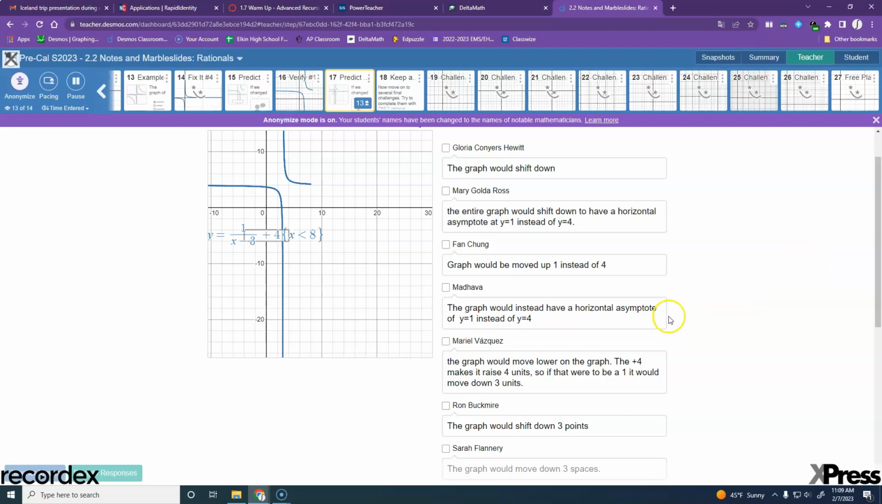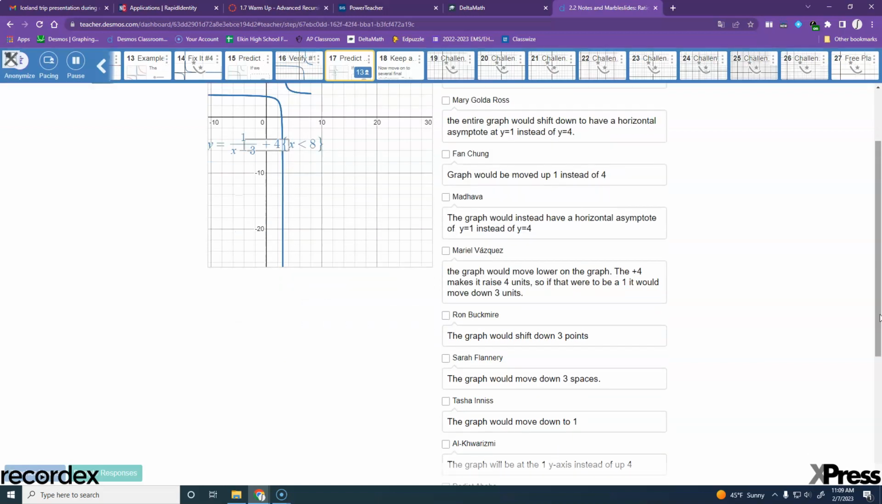This one talks about the horizontal asymptote. This is true. It's perfectly fine. Madhava doesn't talk about whether or not a graph has been moved up or down any, right? So it is still correct, but it doesn't talk about direction any at all.